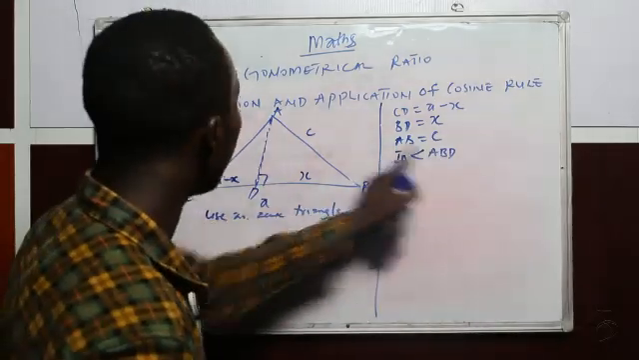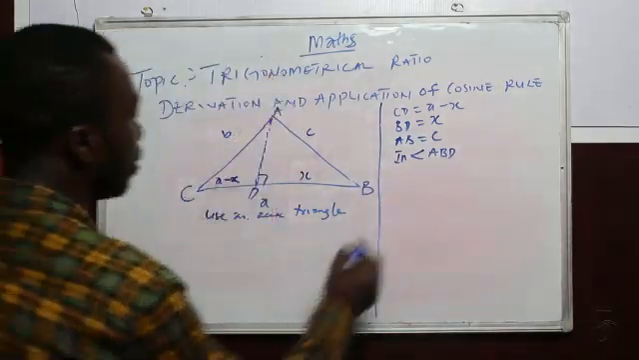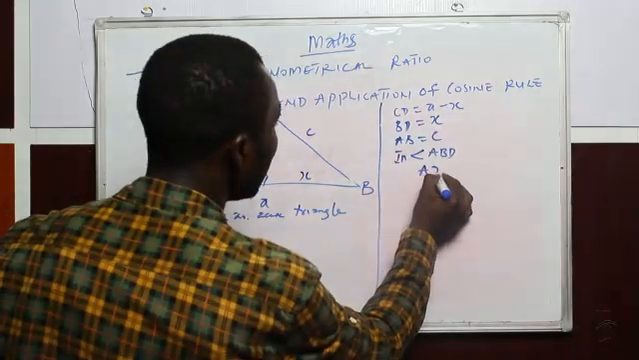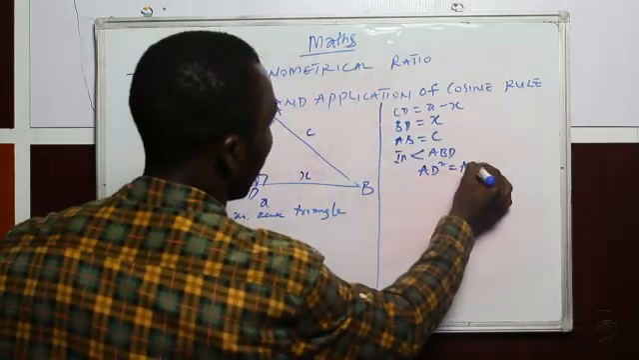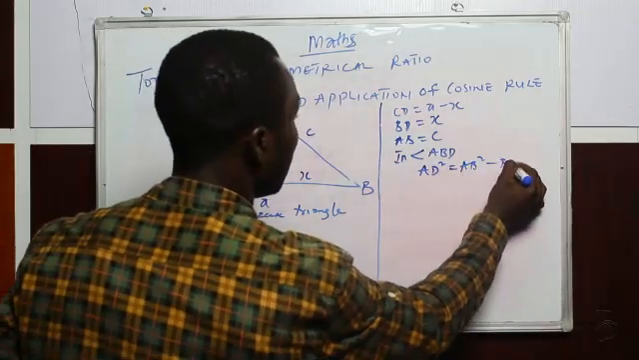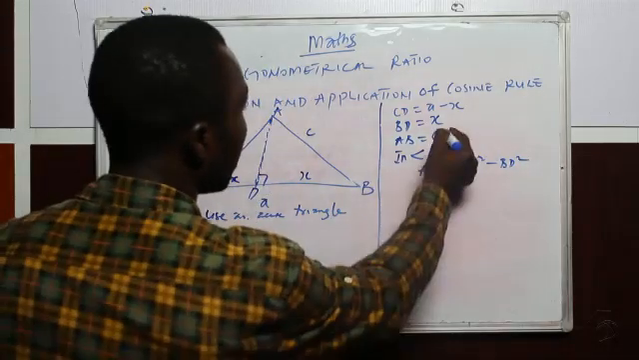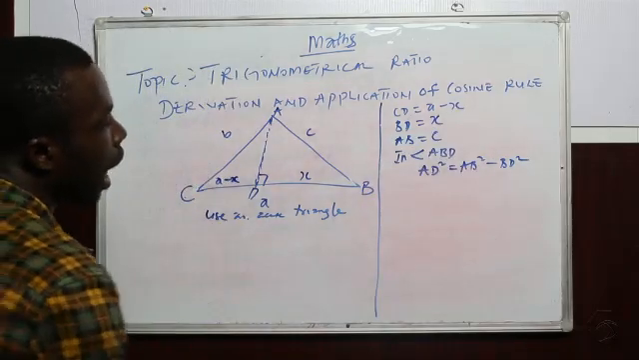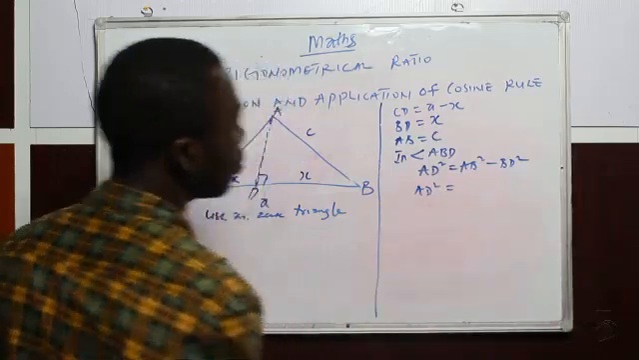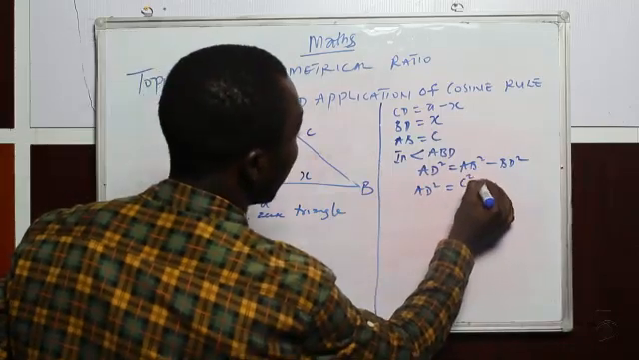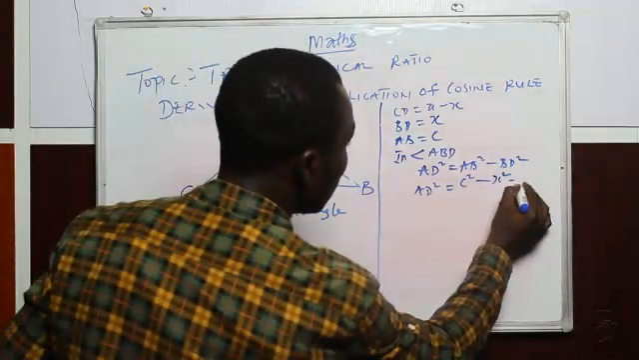In triangle ABD, what is our AD? In triangle ABD, our AD square is equal to AB square minus BD square. Our AB is small letter c, our BD is x. Therefore, AD square is equal to c square minus x square. This is equation 1.